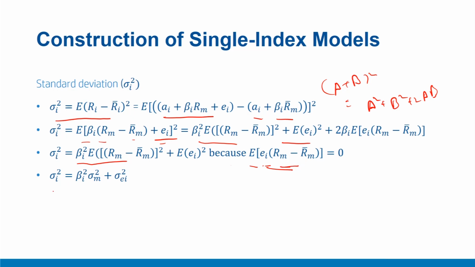So the resulting expression for variance becomes sigma i square equals beta i square times sigma m square plus sigma Ei square. Notice it does not include a cross term between the error and Rm, because by assumption, as well as to a great extent by the design and construction of the regression model, there is no correlation between error and market returns.